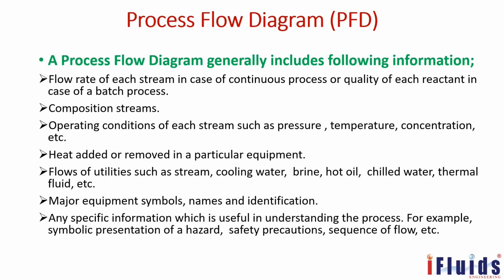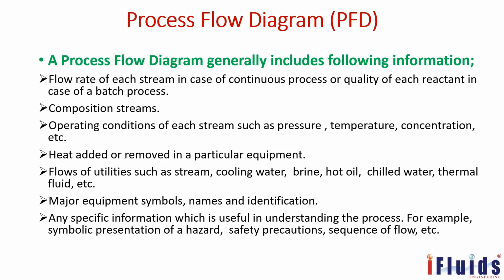A process flow diagram generally includes the following information: flow rate of each stream in case of a continuous process, or quantity of each reactant in case of a batch process. There are two types of process. One is a continuous process, otherwise it is a batch process. In case of a continuous process, the stream flow rate we have to show. In case of a batch process, how much reactant we are using, the quantity of the reactant.